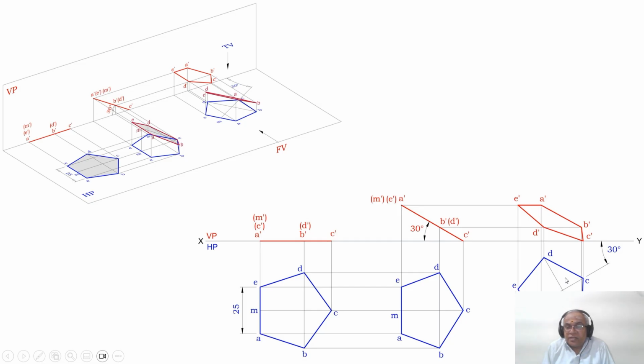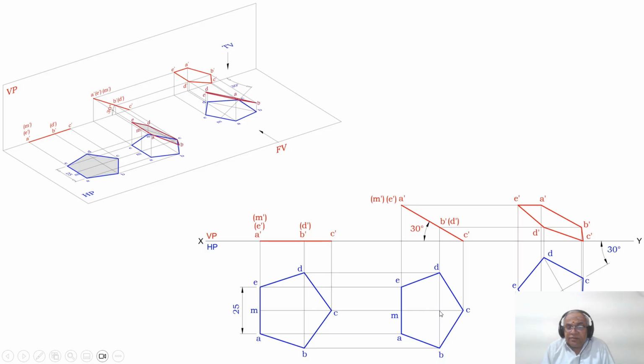You measure an angle of 30 degrees and then join, then we have the 30 degree line. Then you measure the distance from C to M from the second position top view, and with C as center, cut an arc on that 30 degree line. You mark that point as M. Similarly, you measure the distance from C to this point and transfer it onto this CM line. And then through this point, you draw a perpendicular, 90 degrees with respect to CM.